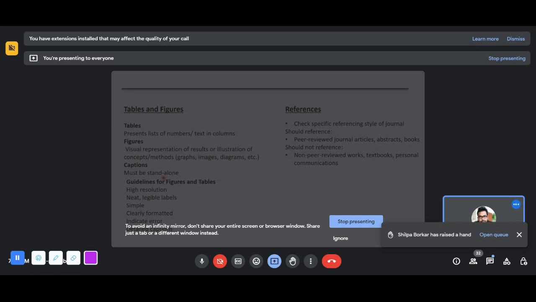Yeah, so then the other thing is that it should be high resolution, neat and legible. So yeah, what I was saying, in the earlier days it was very difficult to communicate a paper. You had to type on a typing machine, and then you had to send the hard copy. So that was very difficult in earlier days. Now all the software is there for you, so you cannot compromise on these things, right?